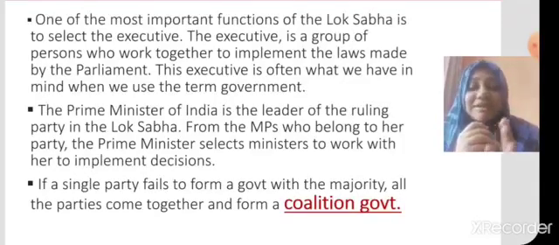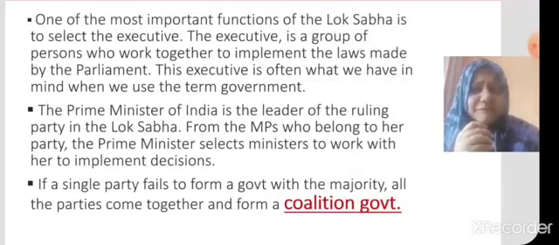The prime minister is the leader of that ruling party. Also, he is a leader in the Lok Sabha. And he ultimately forms the government, and all other functions that he wants to allot are given to the MPs who belong to his particular party. Different ministries are provided to the MPs who belong to the ruling party.